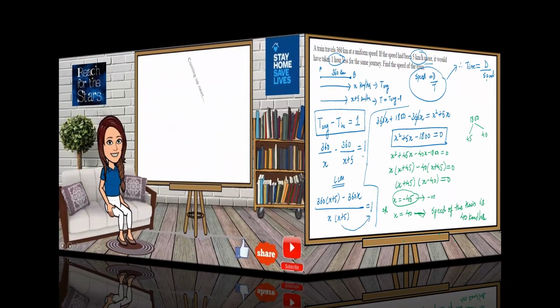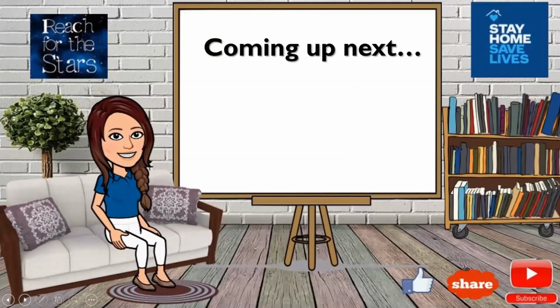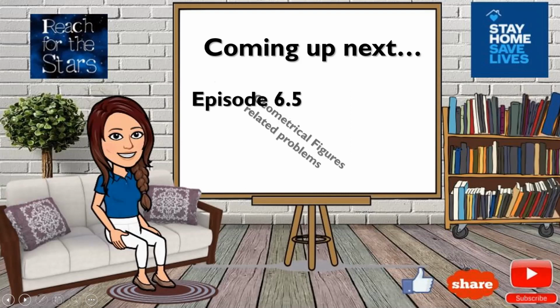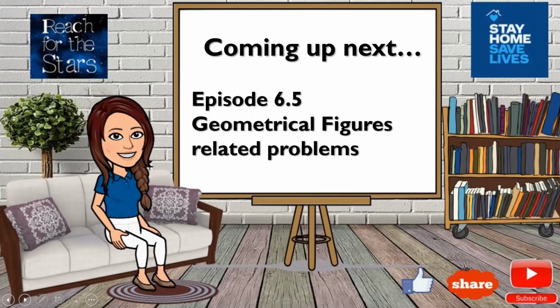Okay then. Next we have our episode 6.5, which would deal with geometrical figures related problems. We will have rectangular fields, we will have square fields, we can also have a right angle triangle field, and depending on that we will have to either find the area, either the length or breadth or anything. Okay, so stay tuned for that.